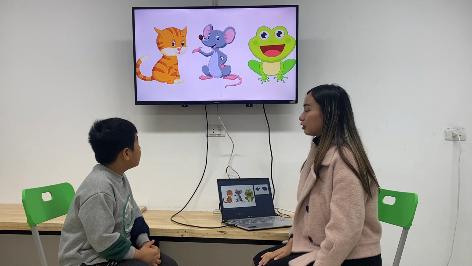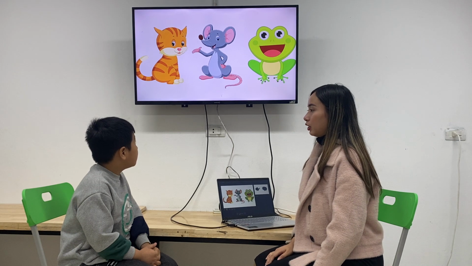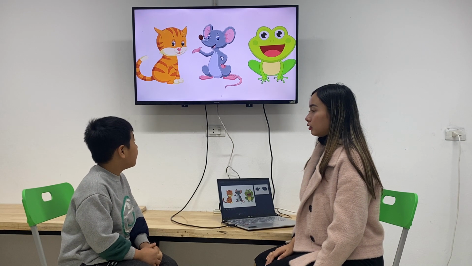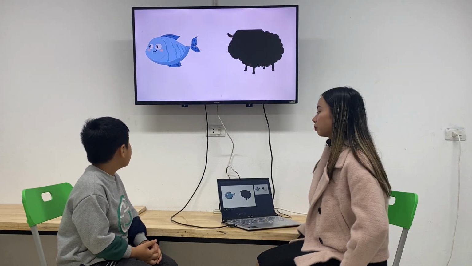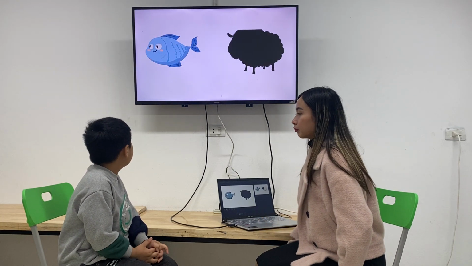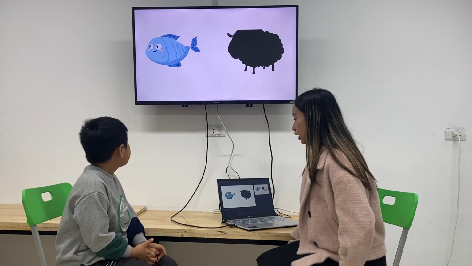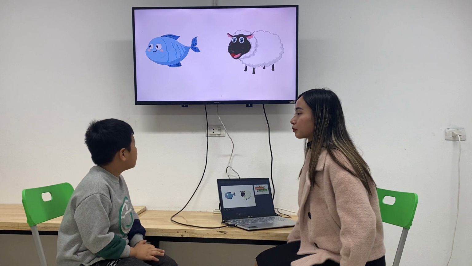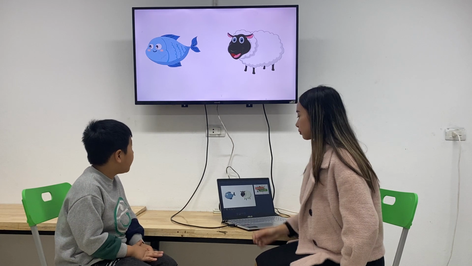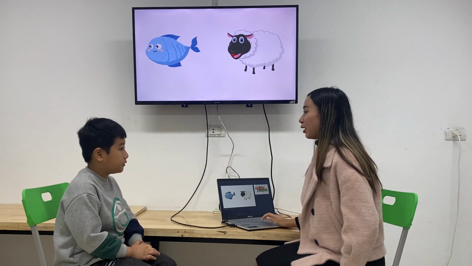It's a red and green frog. Good. Next one. It's a blue fish. And last one. It's a white and black sheep. It's a white and black sheep.